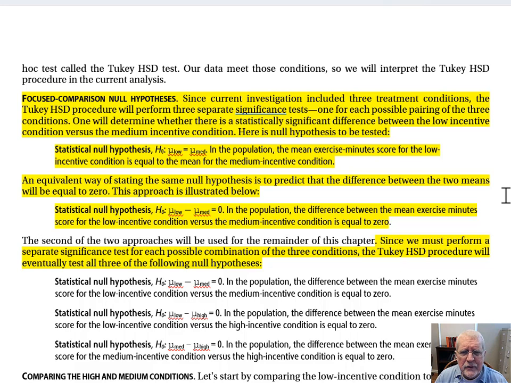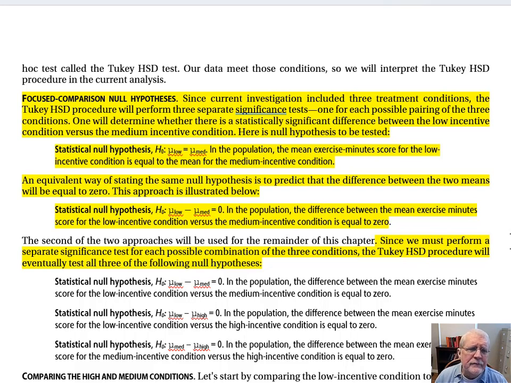This approach is illustrated here. Mu sub low minus mu sub medium equals 0. In the population, the difference between mean exercise minute score for the low incentive condition versus the medium incentive condition is equal to 0. That is the format that we'll actually use for the remainder of this chapter.